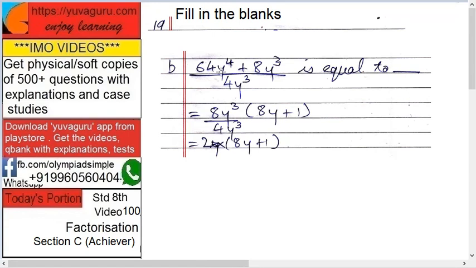Next, 64y raised to 4 plus 8y cube, the whole upon 4y cube is equal to... here, just solve it. Take 8y cube common. What remains is 8y plus 1, the whole upon 4y cube. Right? So y cube gone, 4 1s are 4, 2s. So answer is 2 into 8y plus 1.